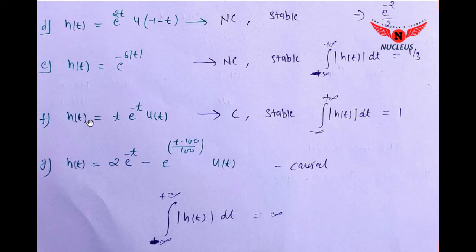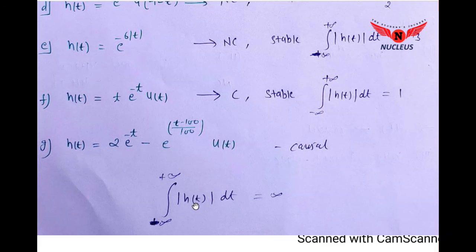Next question is h(t) equal to t e to the power minus t u(t). This function is clearly causal. When u(t) is given, or the right shift condition is given, the system is causal, and this system is stable. And the next question is h(t) equal to 2 e to the power minus t, e to the power minus t minus 100 divided by 100, u(t). So this system is causal and the system is unstable.